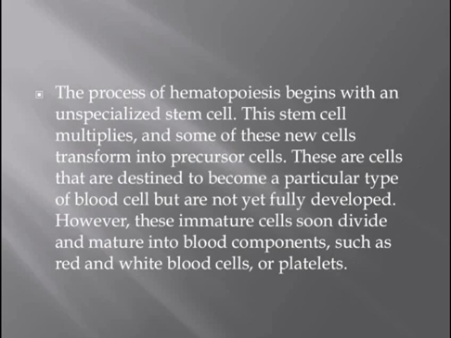Now the process of haemopoiesis begins with unspecialized stem cells. These unspecialized stem cells multiply and develop into precursor cells. Precursor cells further give rise to a specialized form of blood cell.